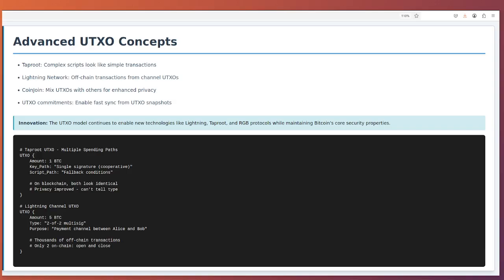RGB and Taro protocols enable tokens and assets on Bitcoin by attaching additional data to UTXOs through cryptographic commitments. The UTXO remains a normal Bitcoin UTXO on-chain, but carries additional meaning in the RGB protocol. These developments show that the UTXO model, while designed for Bitcoin's original simple payment use case, is flexible enough to support sophisticated financial applications that Satoshi never imagined.